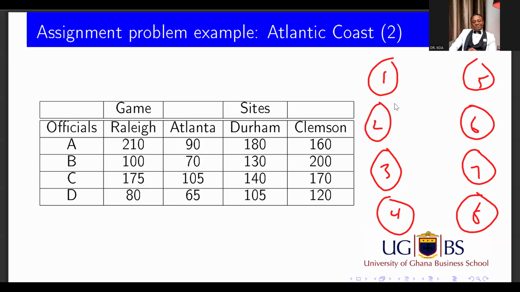If you don't take care, what you wouldn't know is that official A has a chance of going to all 4. A can go here, A can go there, and then A can go there. So how many decision variables are we going to have? 16. Okay. So now let's look at the answers to this, because we've already identified the easy bit.